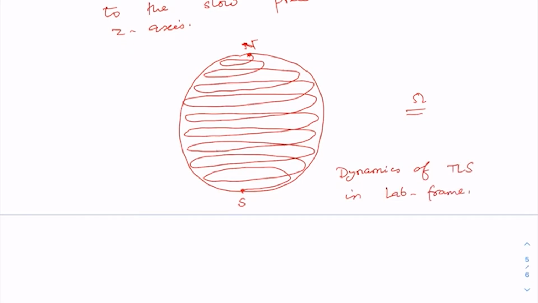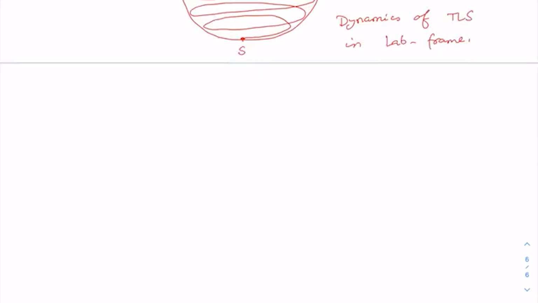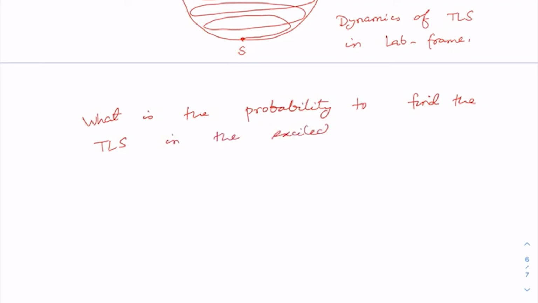Okay, now finally let us ask what is the probability to find the two-level system in the excited state at a given time t.